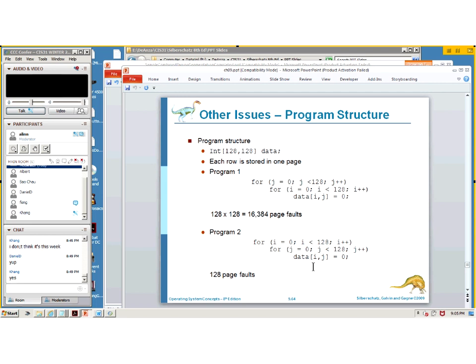Does that make sense to you guys? Are you following what I'm saying? Have you guys written two-dimensional array programs? Yes. Okay.